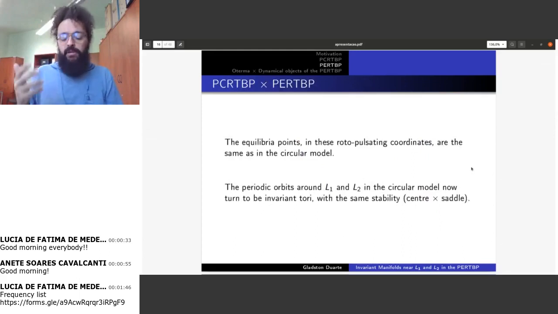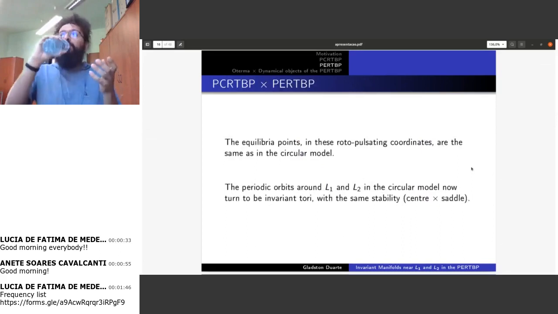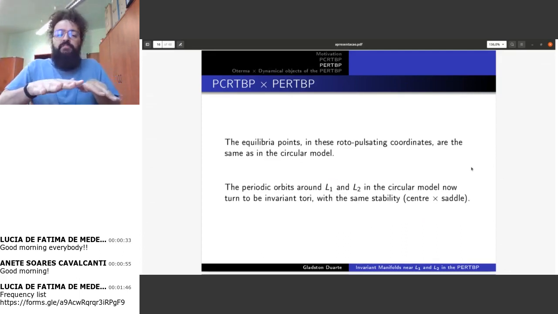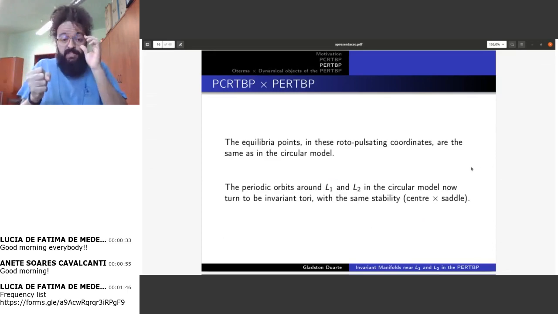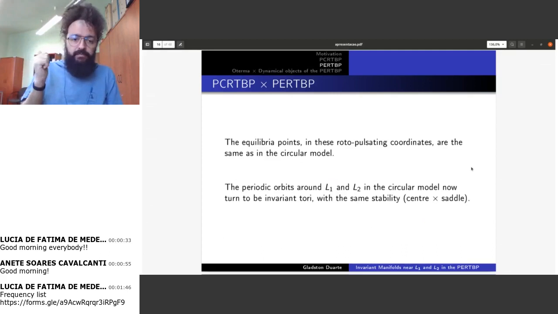A couple of words about the elliptic problem. The system of coordinates is adapted. Now, instead of revolving, they have a rotation with constant angular velocity. Now it's a different angular velocity, and they also pulsate, they expand and contract, so that Sun and Jupiter are in the same spot, in the same point. They have the same equilibrium points from L1 to L5, and they have the same stability, which is center-saddle for L1 and L2, which are the ones that we'll care most about.